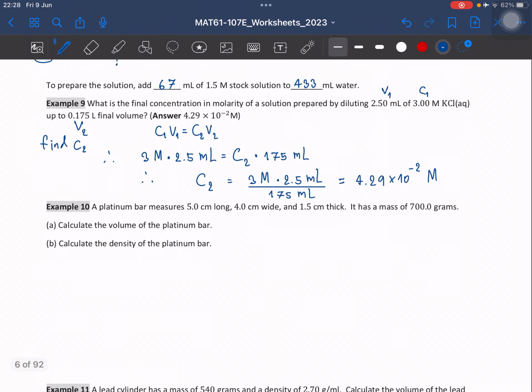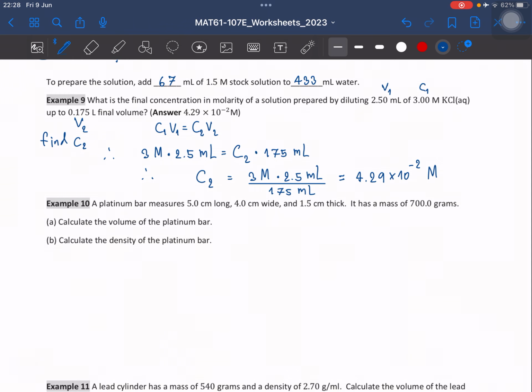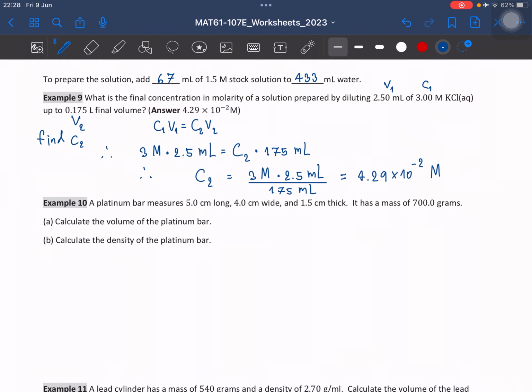It's quite straightforward. Example 10: a platinum bar measures 5.0. That means what we have here, we have a platinum bar, like here. My drawing is very excellent, I think.